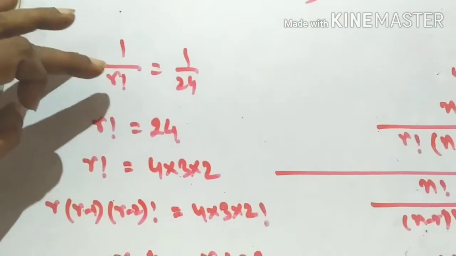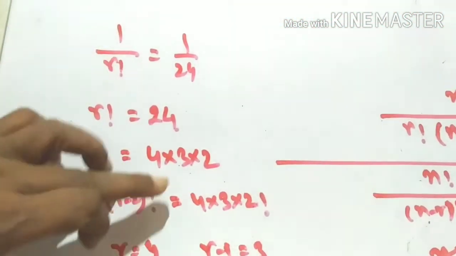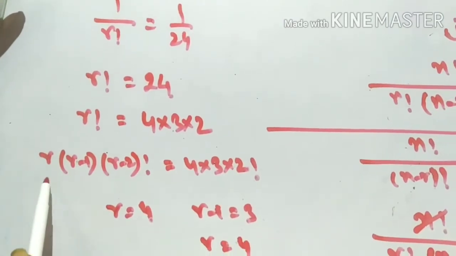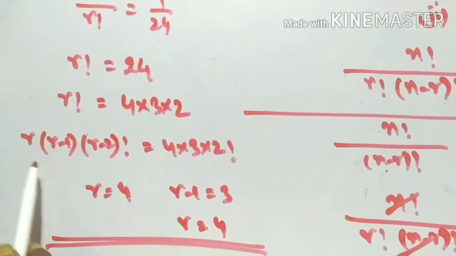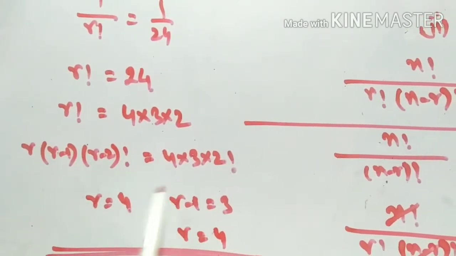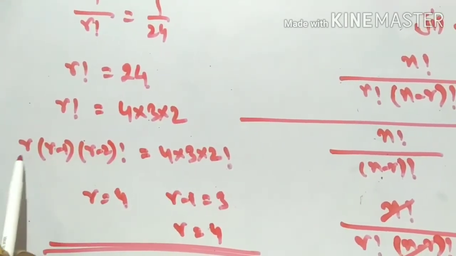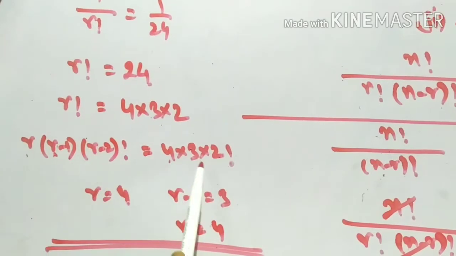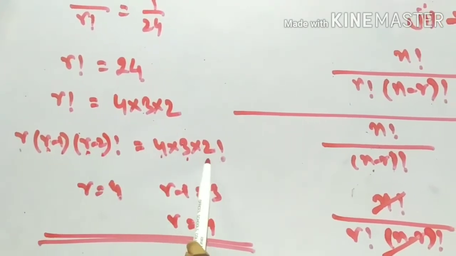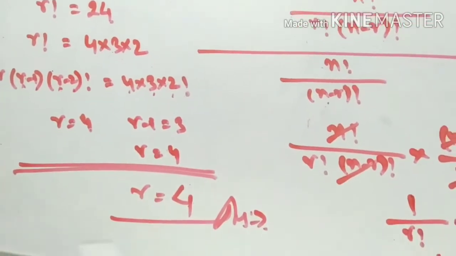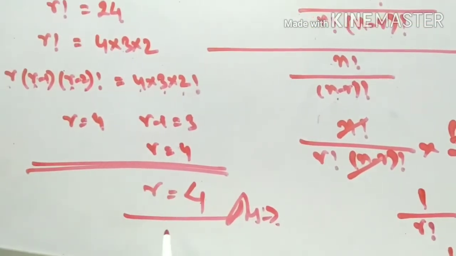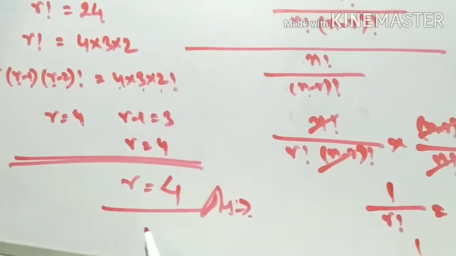And 1 by r factorial is equal to 1 by 24. I will write it in ascending order, and now we will write it in this way. Because these are equal, we can equate, this is called equating. That means r is equal to 4, r minus 1 is equal to 3, r minus 2 factorial is equal to 2 factorial. So from this we get that the value of r is 4.